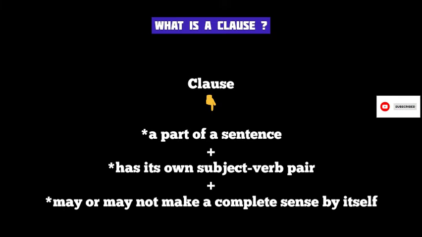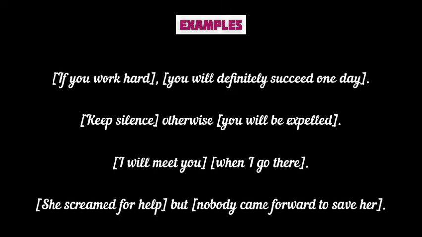A clause may or may not make a complete sense by itself. I mean, some clauses make a complete sense, whereas some others do not. Here are some examples of different types of clauses in sentences. Now look at the first sentence on your screen. "If you work hard, you will definitely succeed one day." There are two clauses in this sentence, which are "if you work hard" and "you will definitely succeed one day."